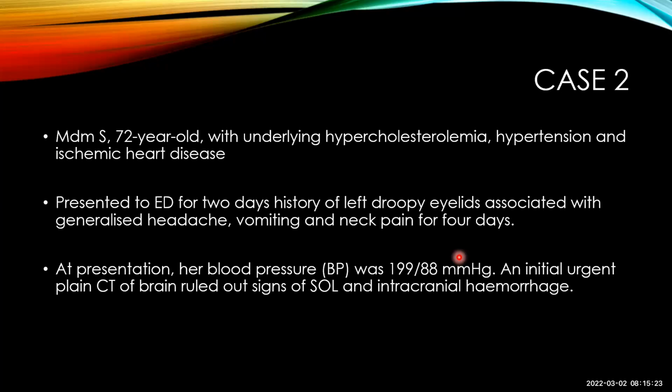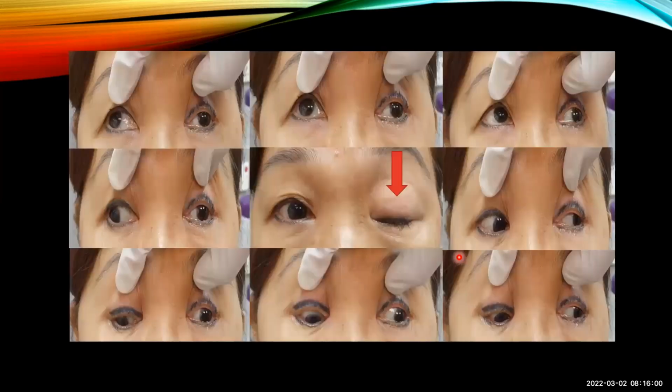So next, the second case. Madam S, a 72-year-old lady with underlying hypercholesterolemia, hypertension, and ischemic heart disease, presented to the emergency department with a 2-day history of left droopy eyelid, associated with generalized headache, vomiting, and neck pain for 4 days. At presentation, the blood pressure was 199/88 mmHg. An initial urgent plain CT of the brain ruled out space-occupying lesion as well as intracranial hemorrhage. She was then referred to us for eye assessment for left eye complete ptosis.